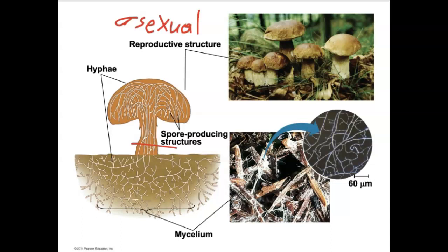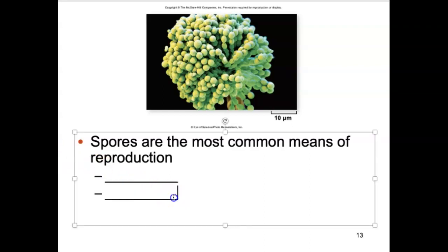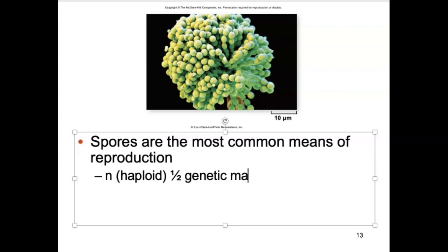So, okay, other things to mention and some terminology here that I want to make sure you guys are comfortable with. When we talk about reproduction, spores are the most common means of reproduction. Spores are n, or haploid. That's supposed to be a little n. Do not put a big N. Darn autocorrect. Haploid. It contains half the genetic material.